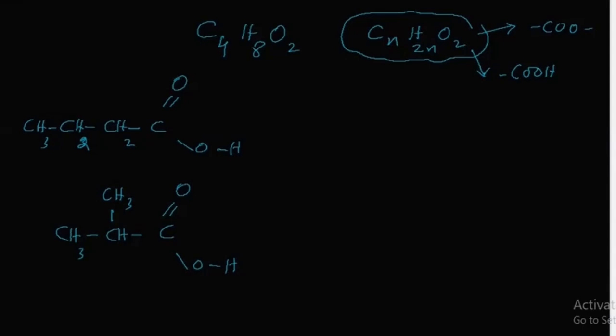Now you can also draw some esters with the same molecular formula. Esters can start like that, C double bond OO. You can extend the carbon atom on both sides. So if I add hydrogen on this side, and there are four carbon atoms, one is already there, so you can add three more: CH3, CH2, CH2. This is another form of C4H8O2, which is an ester, not a carboxylic acid.